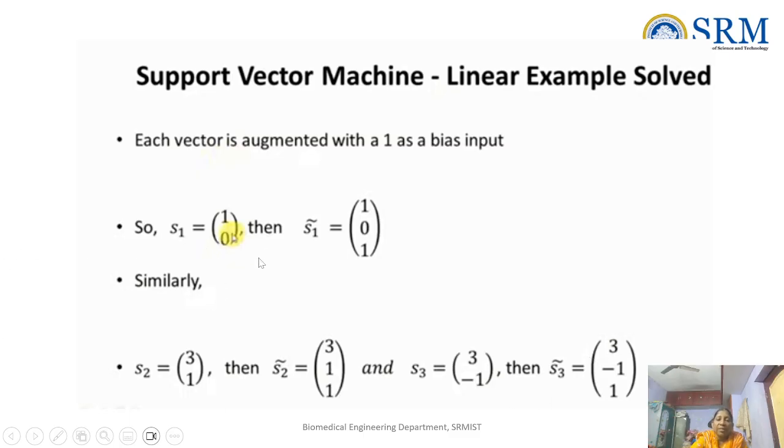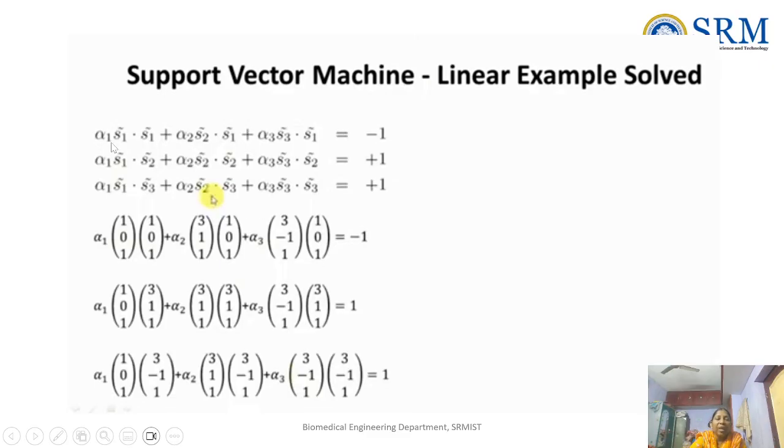Now we have defined the augmented support vectors S1 bar, S2 bar, S3 bar. With that, we have formulated a mathematical equation. According to that equation, we have unknown parameters alpha 1, alpha 2 and alpha 3.